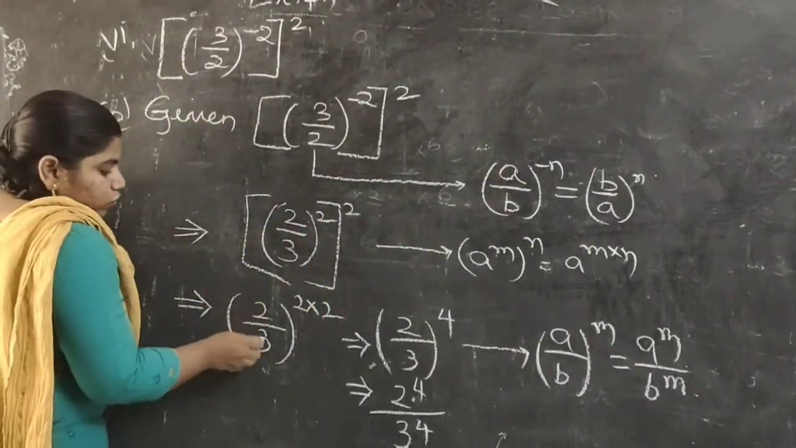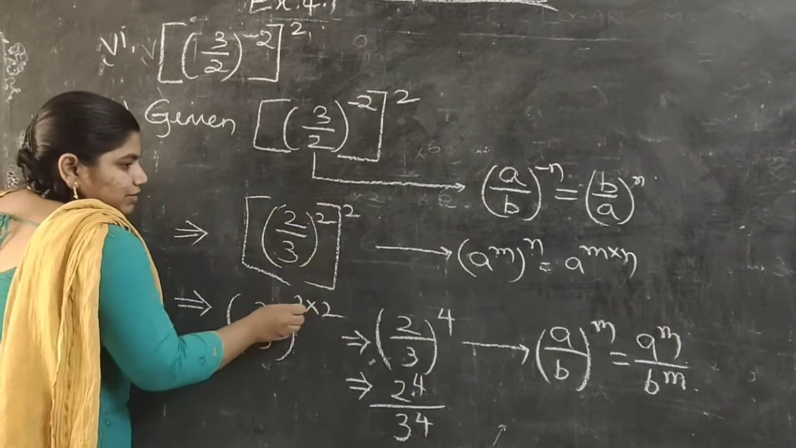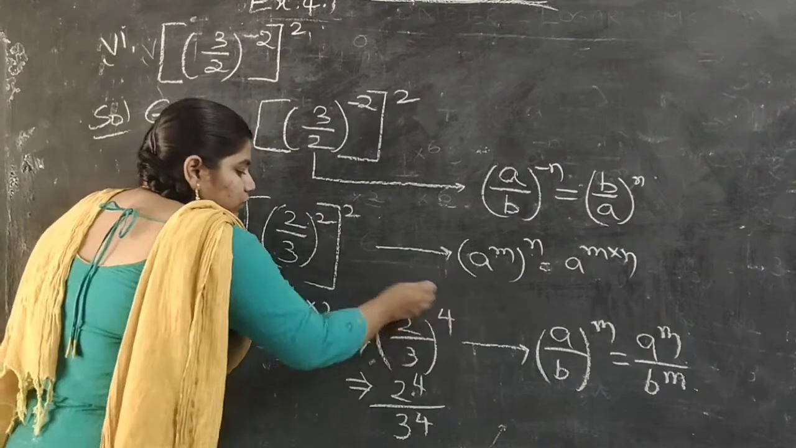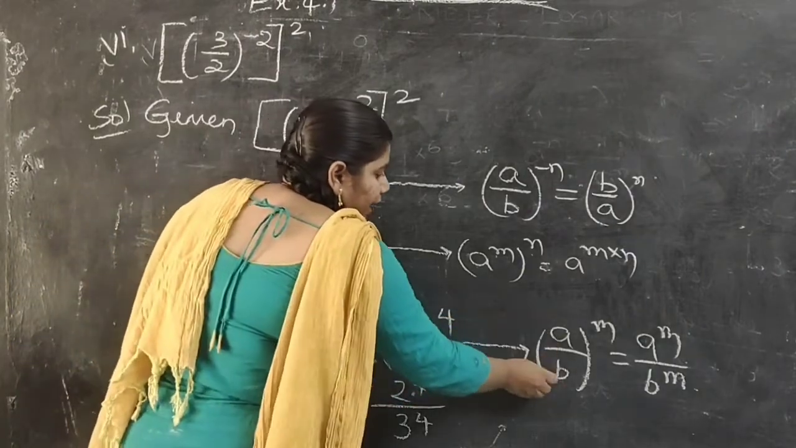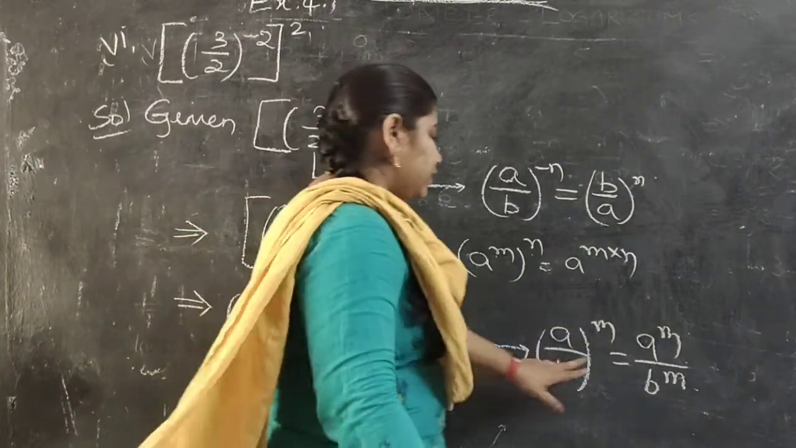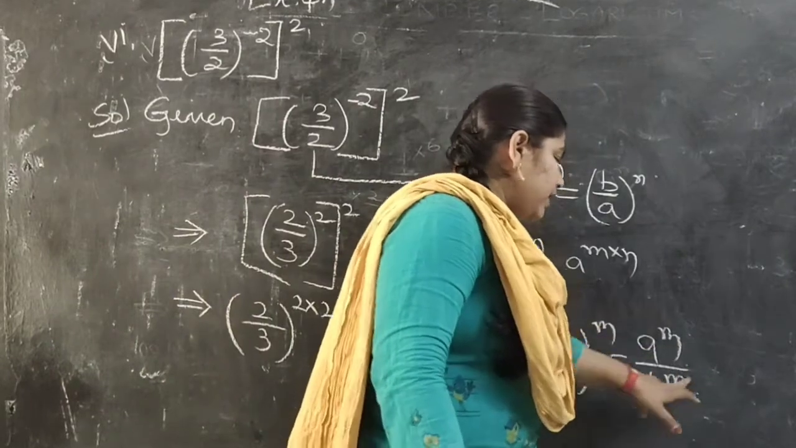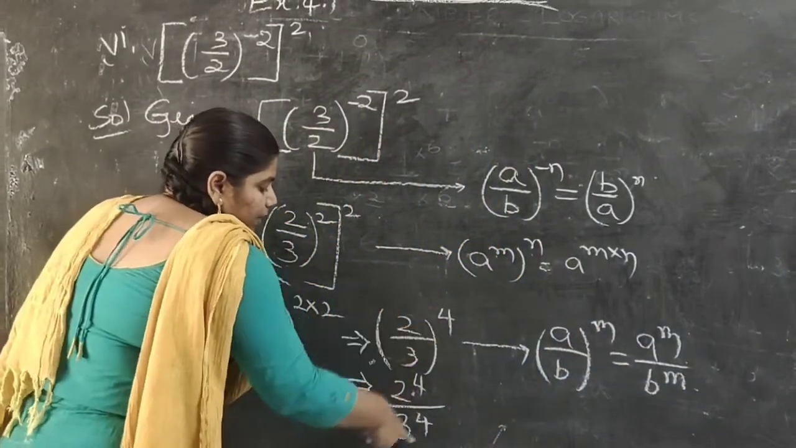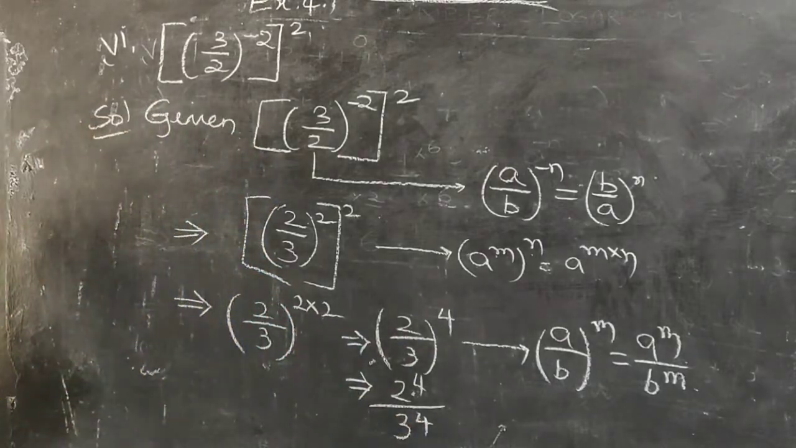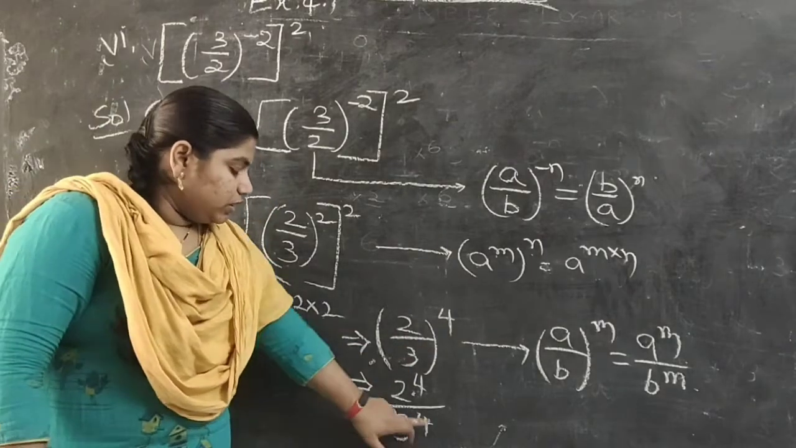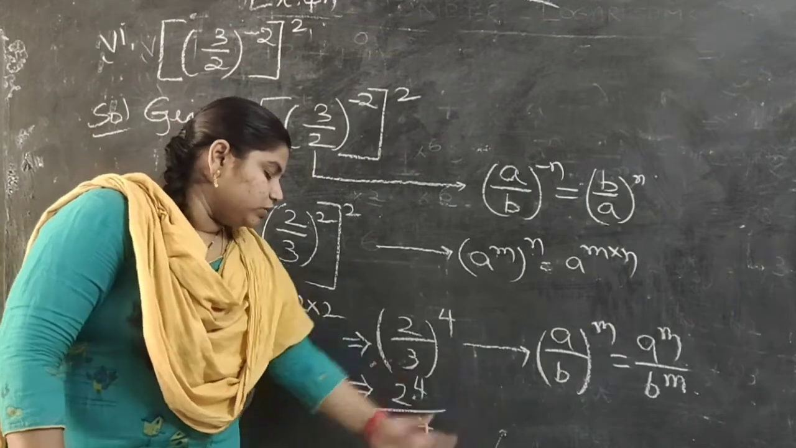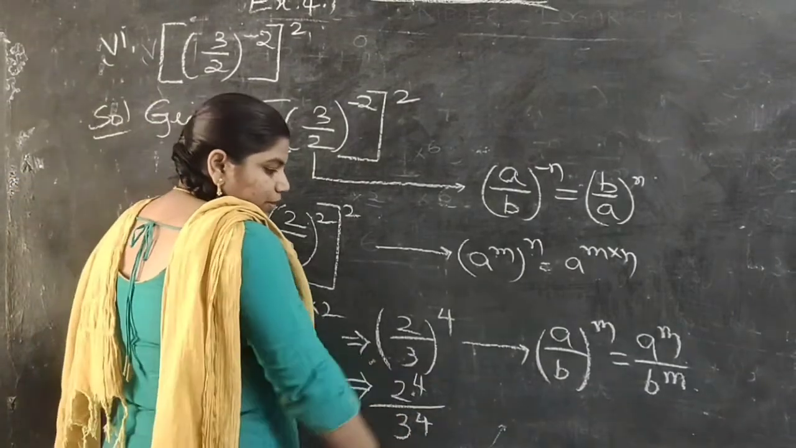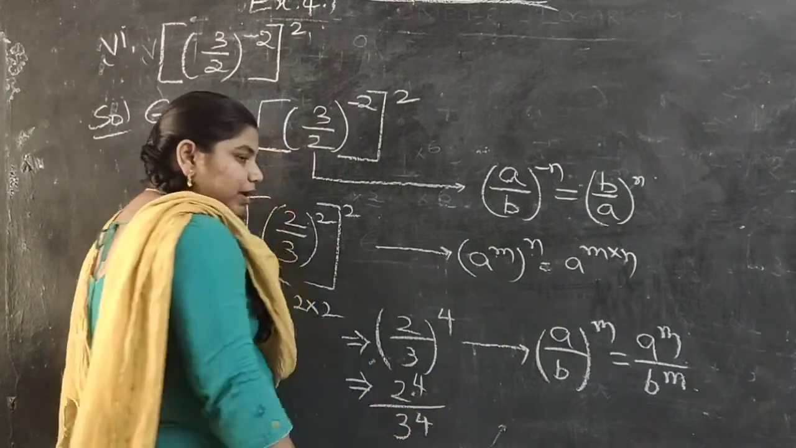Now 2 by 3 power 2 into 2, I wrote as it is by applying that formula. 2 into 2 is how much? 4. Now this is in the form of a by b whole power m, so we can write it in the form of a power m by b power m. So separate the values here: 2 power 4 by 3 power 4. So what is the final answer? 2 power 4 by 3 power 4. If you want, you can write the original value. That is, 2 power 4 is how much? 2 2s are 4. 2 we have to multiply 4 times and 3 also you have to multiply 4 times.